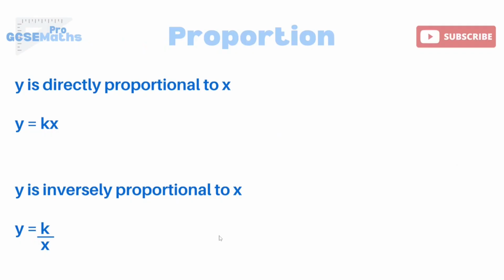Inverse proportion is where there's a relationship between y and x, but it's kind of going in opposite directions. For example, if y increases, x would decrease, and vice versa. If x increases, y would decrease. So this y equals k over x is the formula you need to memorize, as well as obviously the other one for direct proportion. This will be our step 1, our starting point for each question.